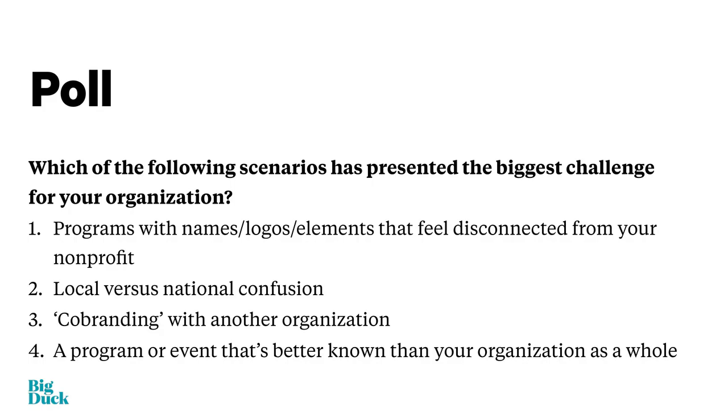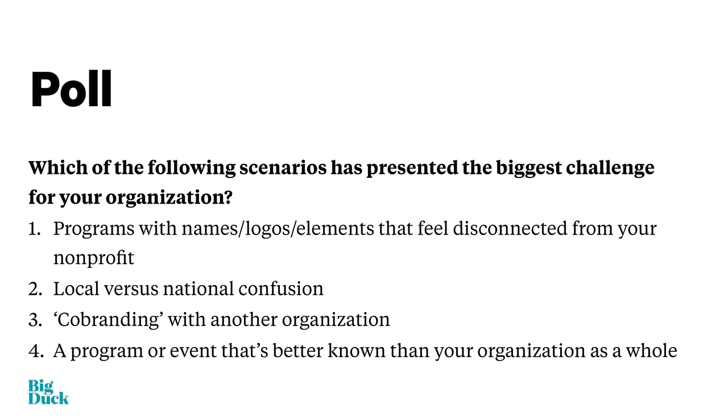I'm going to ask you to chat in a little bit so I can get a sense of some of the things you're grappling with. There's actually several hundred people on this call. When you think about these scenarios, which has presented the biggest challenge for you? First, do you have programs that have their own names, logos, and elements, and maybe they look and feel disconnected from the rest of your work? If that's the case, chat in number one. Do you have local versus national confusion? Or co-branding with another organization where you've created something together and people don't necessarily know who's behind it? Or maybe chat in a 4 if you've got a program or an event that's maybe better known than your organization as a whole, like your gala or your peer-to-peer program, something like that.